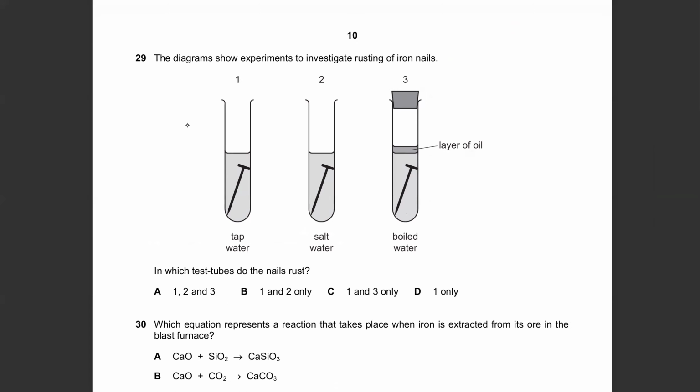The diagram shows rusting. In which ones would the nail rust? Oh, this one is easy. It would be tap water, yes. Salt water, yes. And three, no, because it has oil. So B.